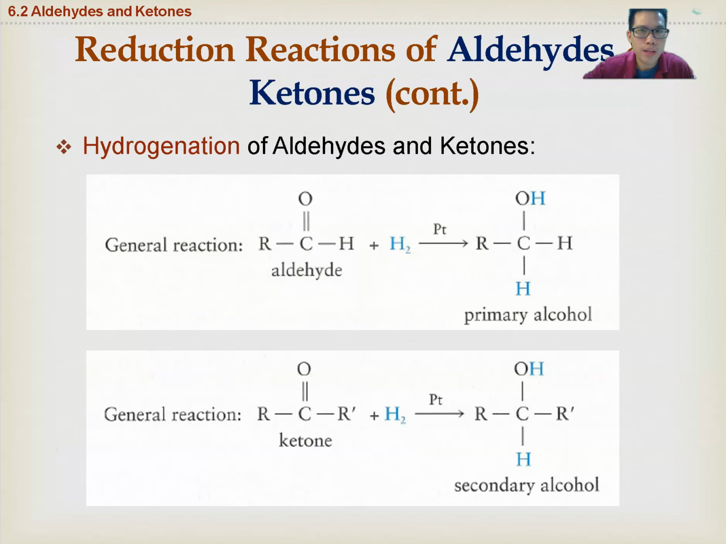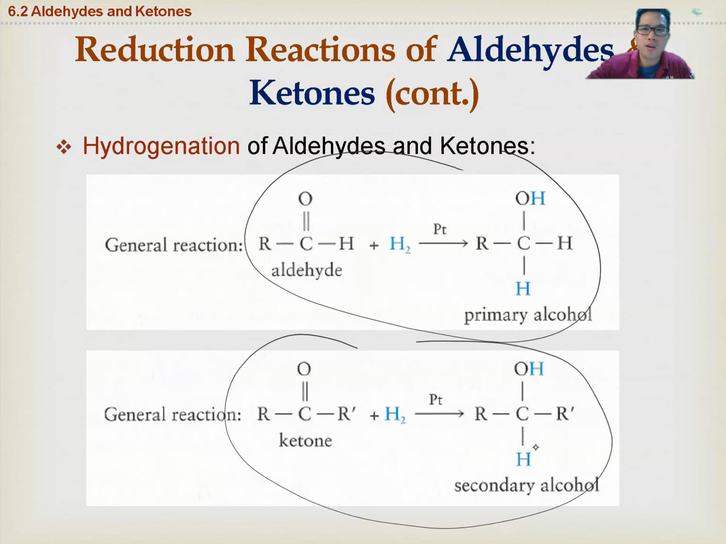So you can look at this. The aldehyde can be reduced through the hydrogenation process to a primary alcohol, whereas the ketone can be reduced to a secondary alcohol. And this is basically a very critical and important reaction, because commonly the sugars are reduced to form what we call sugar alcohol, which is the low calorie sweeteners here.